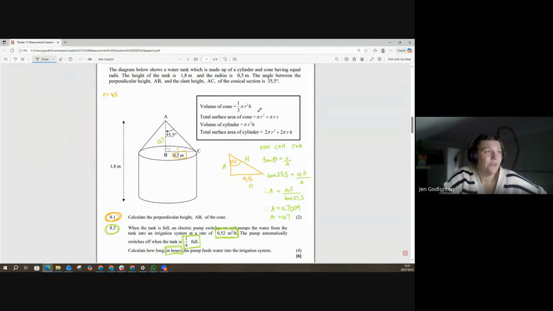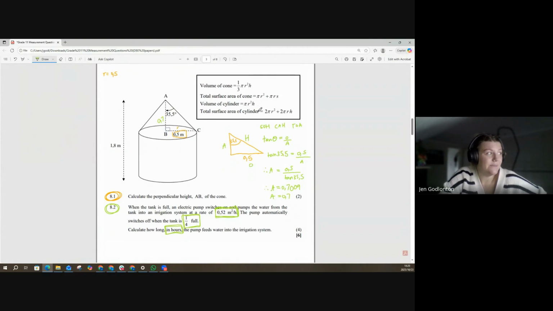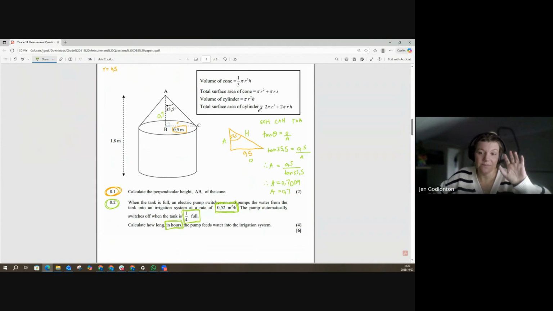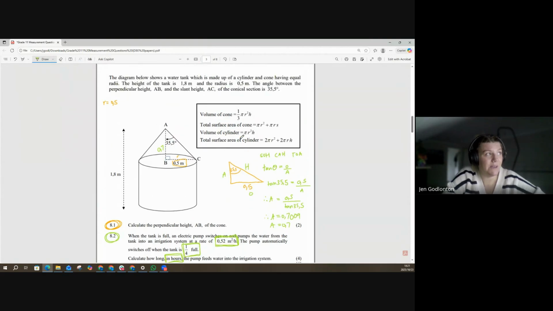So we need to think about this before we panic about this question. It kind of is like a physics. I told you, physics steals everything from maths. Physics is maths. For this question, the first thing is it tells us that the pump automatically switches off when the tank is a quarter full. Okay, so right now we care about the tank being a quarter full.